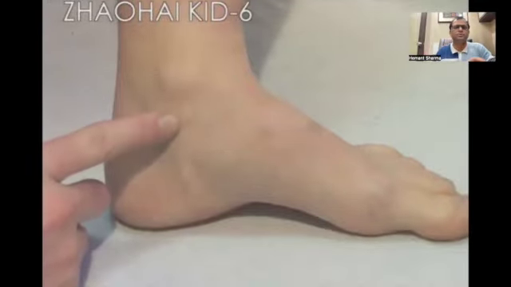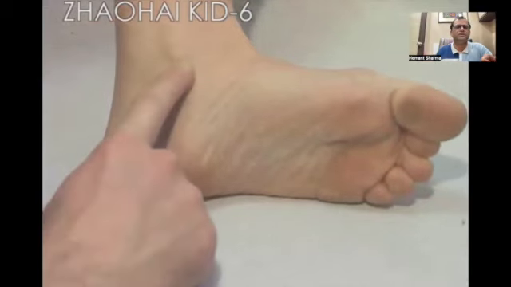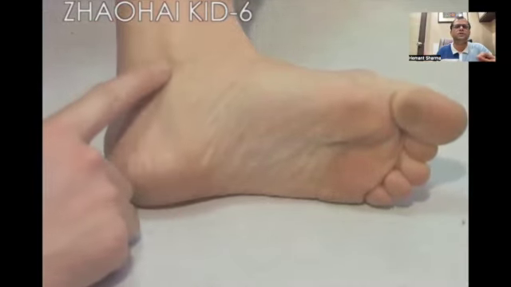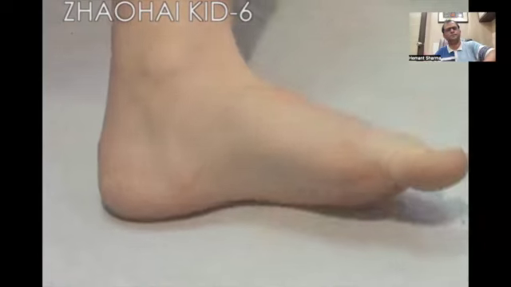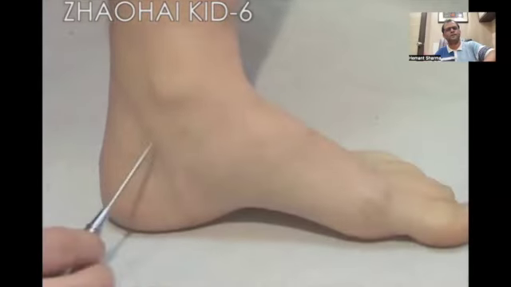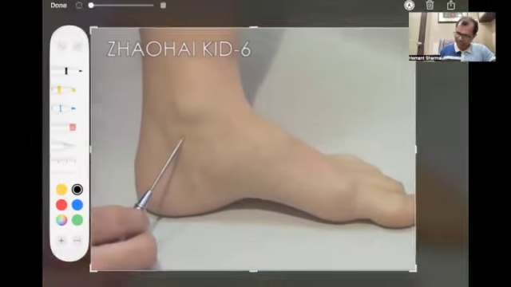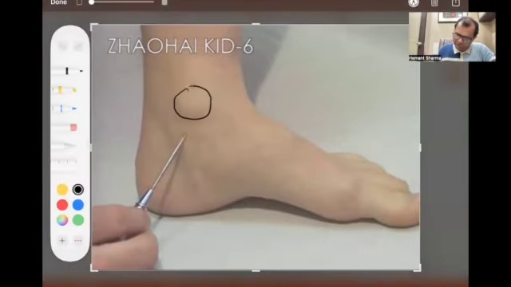Look at it below the medial malleolus. One chun below our malleolus, this is the point of the rectum. This is the point of our rectum. We can see it's directly below the medial malleolus. That is the location of kidney 6. We can see this is the point. So this is the medial malleolus. From here, if we go one chun down, this is the location of kidney 6.